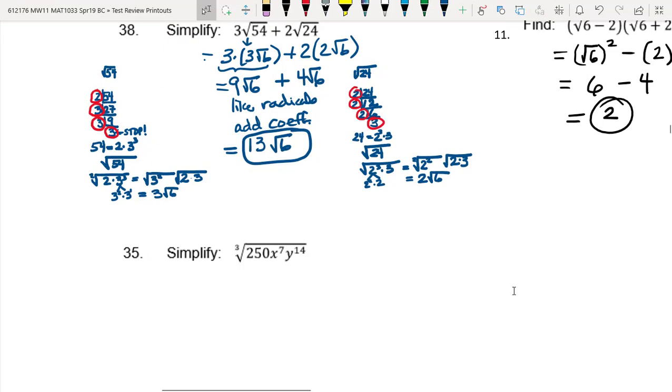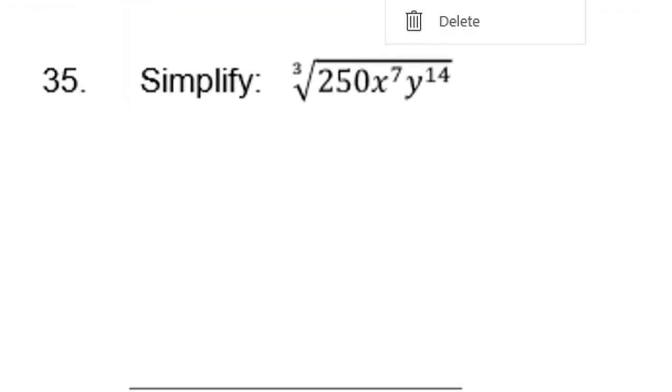Now let's look at item number 35. This is different than the other radicals we've been looking at because it has what's called a higher order index. That means an index that's higher than 2, in this case 3. So when you're simplifying a radical with a higher order index, you look at the value of the index, and you want to find, in this case, perfect powers of 3, or any power that's divisible by 3.